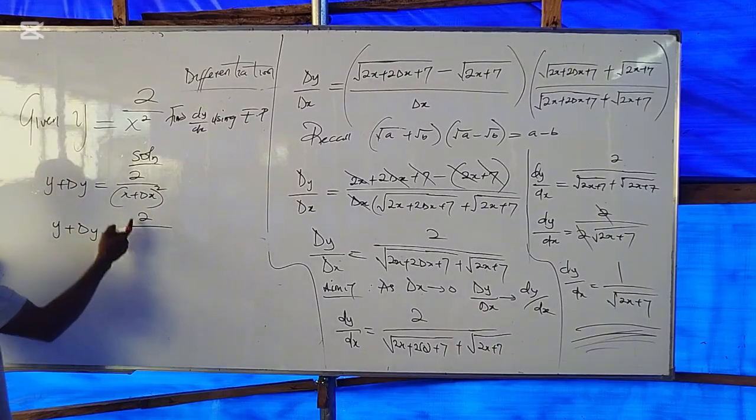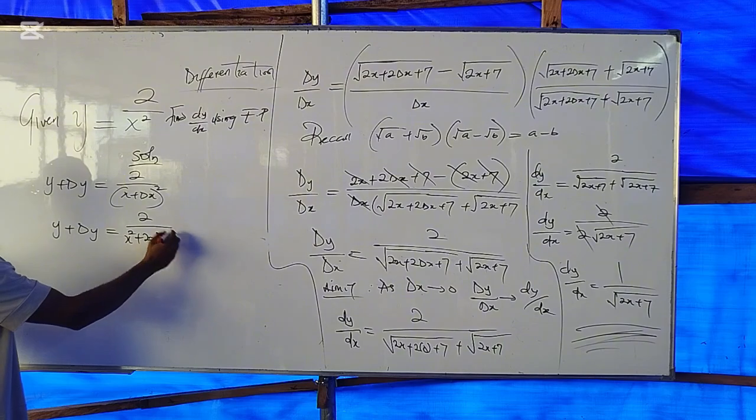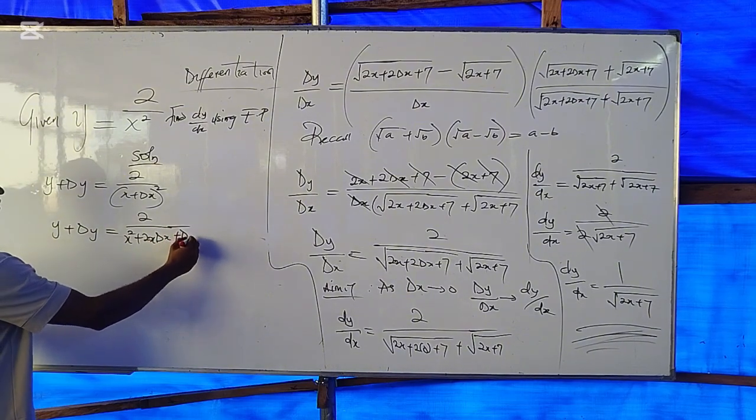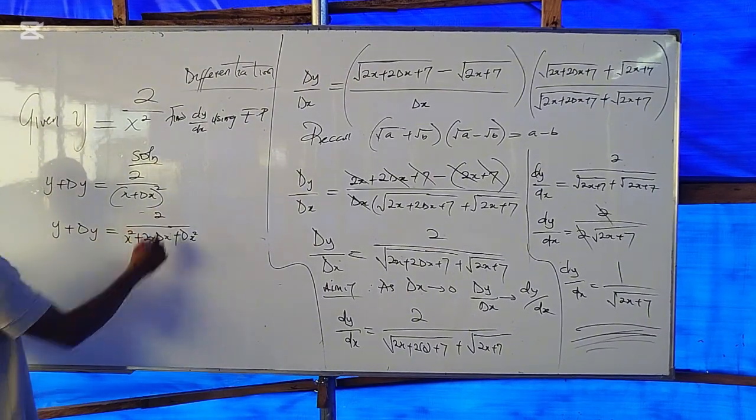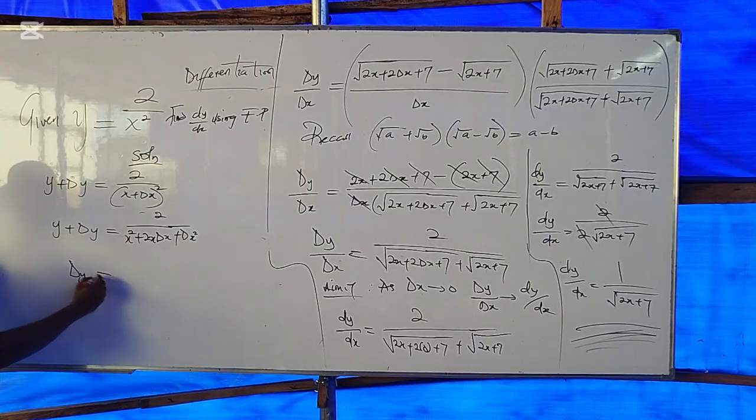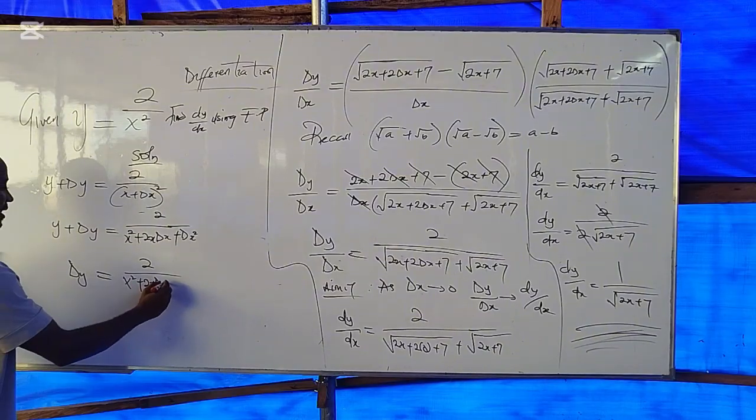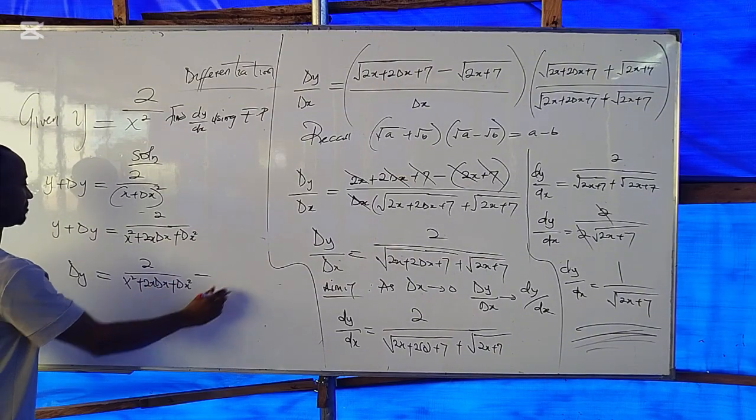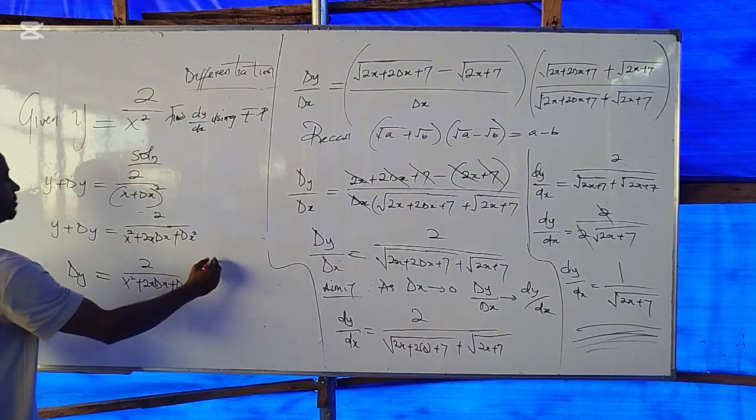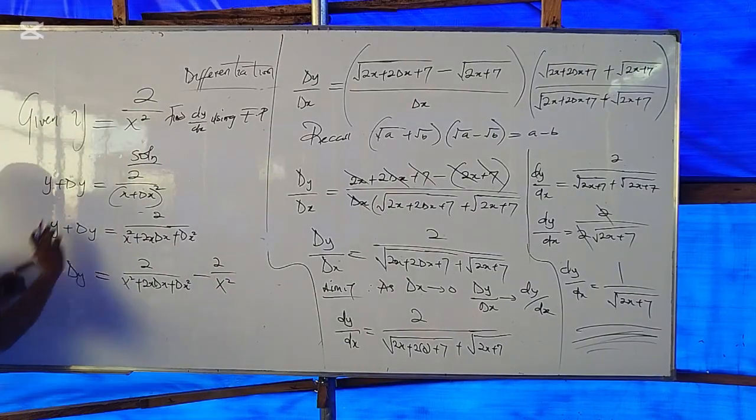Okay, so y plus delta y then becomes what? 2 divided by what? Can we expand this? This is the same as what? x squared plus 2x delta x plus delta x squared. Is it not? The next step is to move this y across. So we have delta y equals what? 2 divided by x squared plus 2x delta x plus delta x squared, minus, what's the y? Minus 2 over what? x squared. We are moving this to the other side.